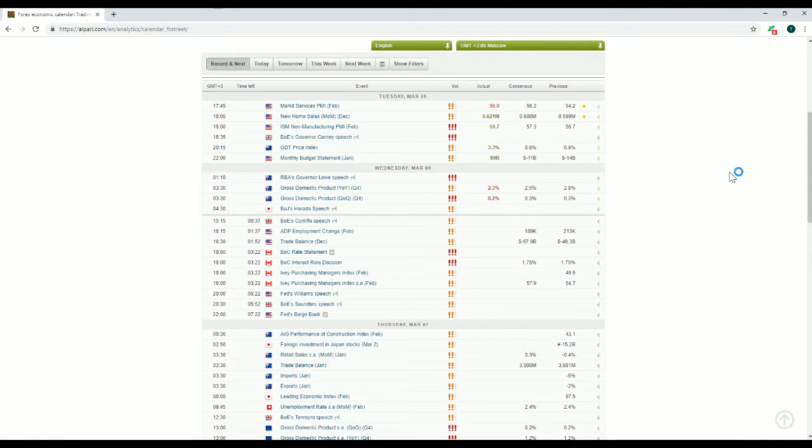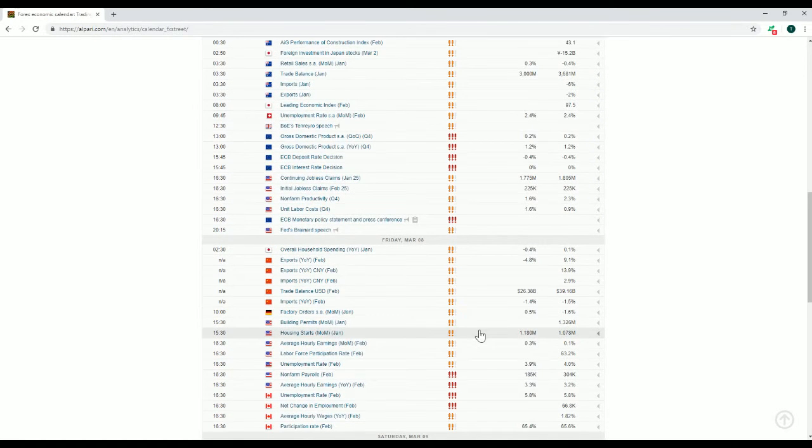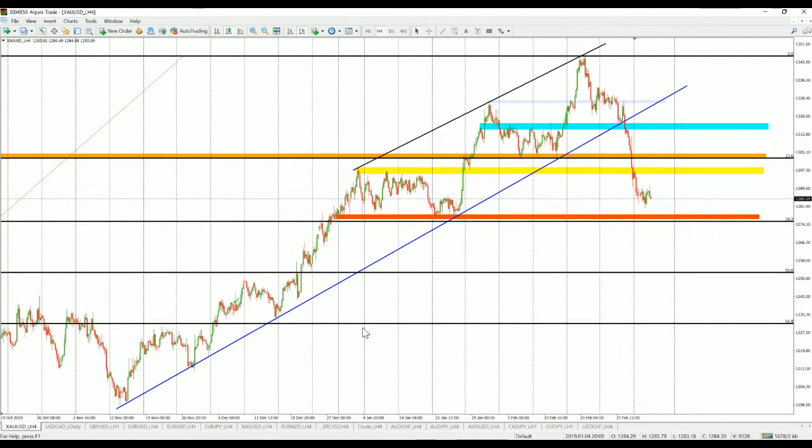As you can see, in 3.5 hours, we'll have an interest rate decision statement from the Bank of Canada. Market consensus is that rates will remain unchanged. So 3 hours 22 minutes. Keep your eyes on the Canadian dollar if you like elevated volatility. With that being said, we can take a look at the charts, because apart from this information, there's not much going on in the markets from the fundamental point of view.